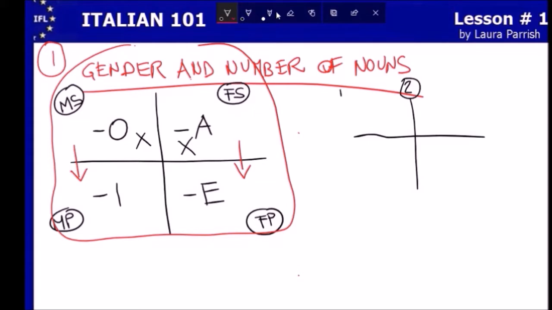This, as I told you, in my method is always masculine singular. I divide the page in four because gender and number are so important in Italian. This will always be feminine singular. I write it now because it's the first lesson, but in the future I want to do more. This is always masculine plural, and this is always feminine plural.